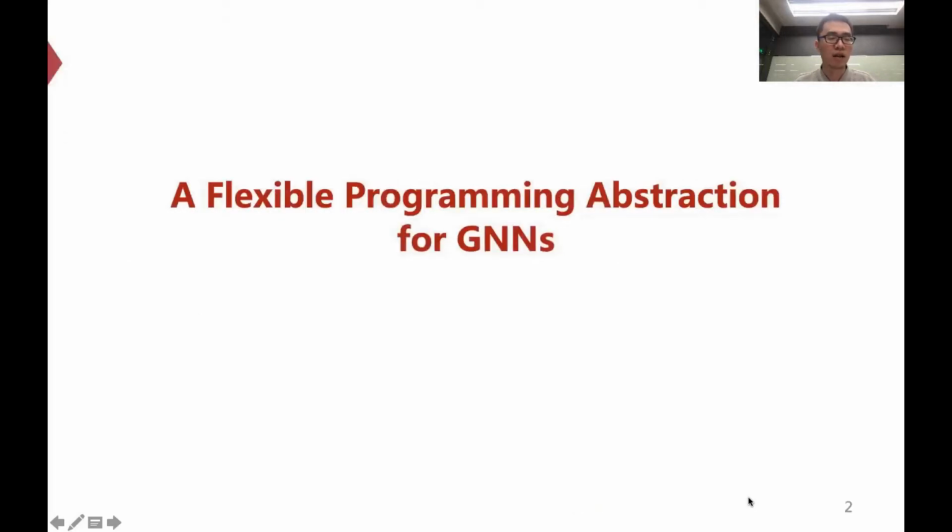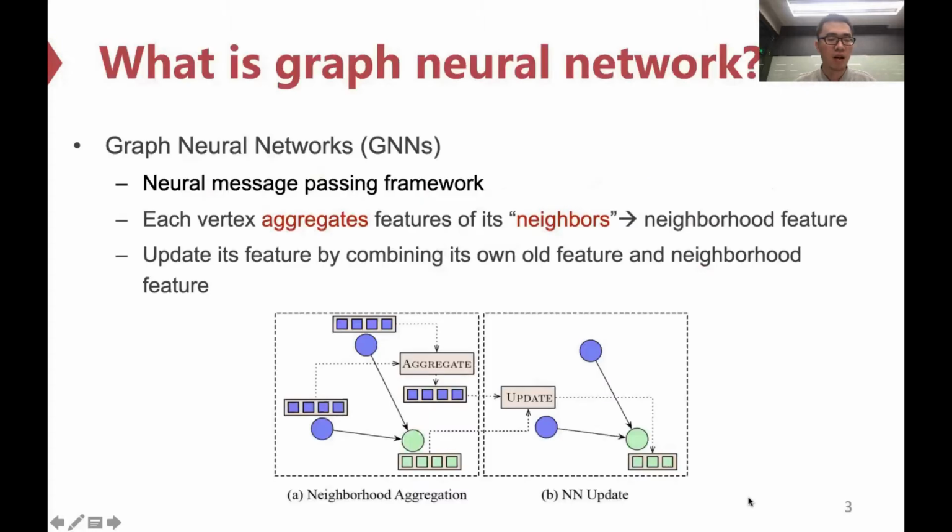First, I introduce a flexible programming abstraction for GNN models. Most GNN models fit into the neural message passing framework, where the computation of each GNN layer includes two steps. For each vertex in a graph, it first aggregates the features of its labels to compute its neighborhood feature. Then it combines its own feature with the neighborhood feature to update its feature.